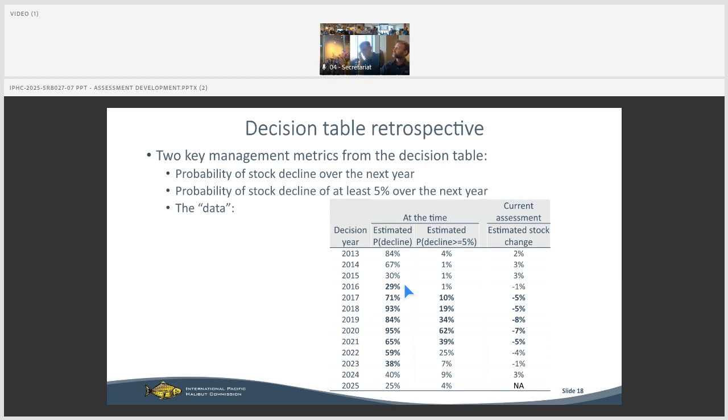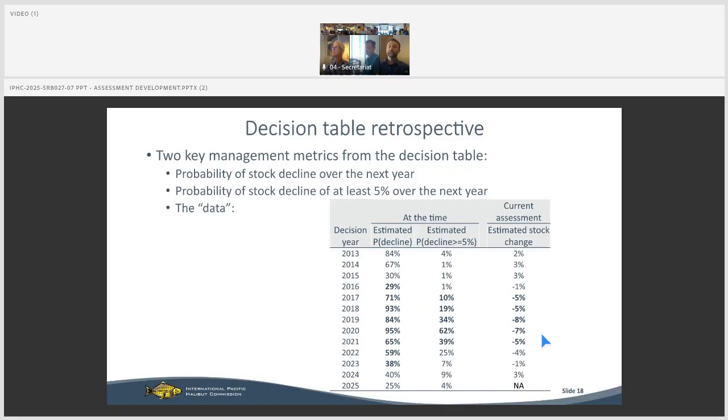Okay. Sorry, my bad. So these bolded values here correspond to the years in which the stock did decline. So these probabilities are the actual outcome, effectively, as we understand it today. And these are the years bolded where the stock did decline by greater than or equal to 5%. And so that would be these years here that I've shown in bold. So it's down 5%, 5%, 8%, 7, and 5. So those are the data that went into this.